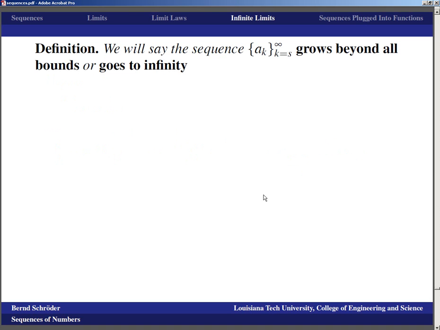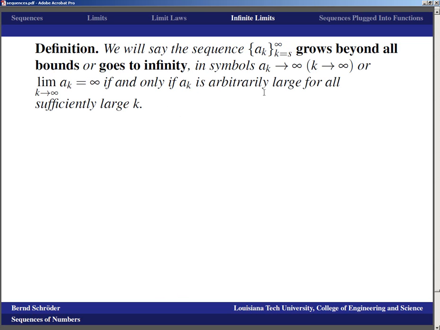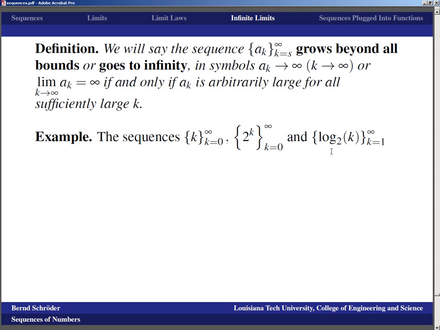Let's come to infinite limits. We will say that a sequence grows beyond all bounds or goes to infinity, in symbols a_k goes to infinity as k goes to infinity, or limit k going to infinity of a_k equals infinity, if and only if a_k is arbitrarily large for all sufficiently large k. Again, this is an informal definition, but I think we can agree that sequences such as k, or 2 to the k, or the logarithm of k to base 2, which of course grows very slowly but nonetheless does grow beyond all bounds, all go to infinity.